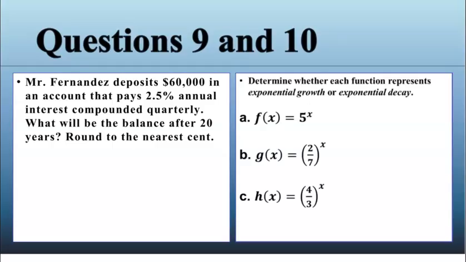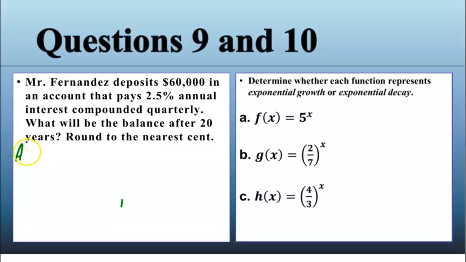Question 9. Mr. Fernandez deposits $60,000 in an account that pays 2.5% annual interest compounded quarterly. What will be the balance after 20 years? Round to the nearest cent. So this is compound interest.